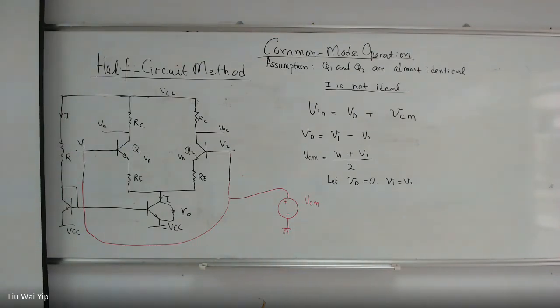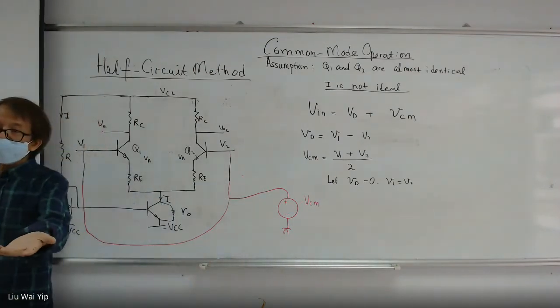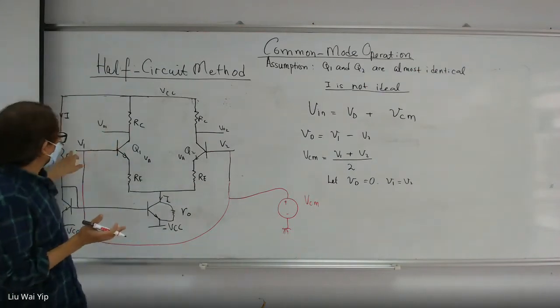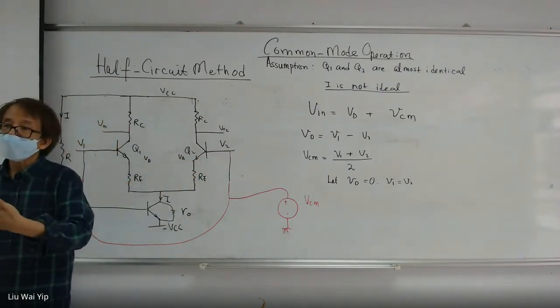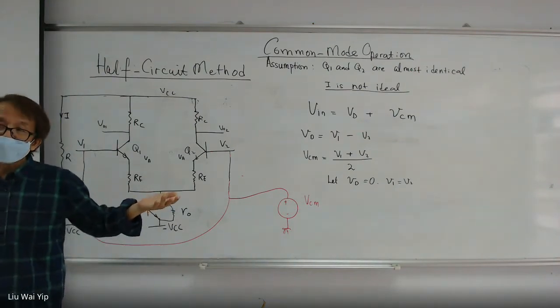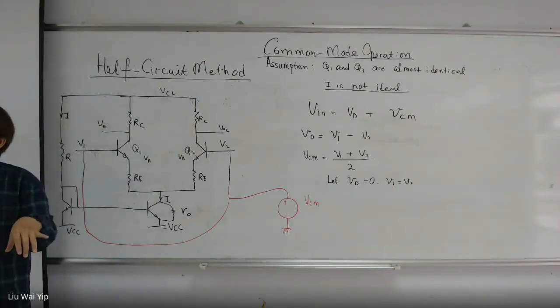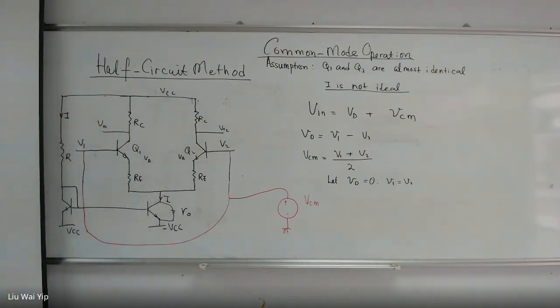Common mode normally refers to noise. The environmental noise normally will affect input 1 and input 2 together, or electromagnetic interference. In this case, it will affect V1 and V2 together. So this is the so-called common mode. It affects both inputs together. So it is an input applicable to V1 and V2.